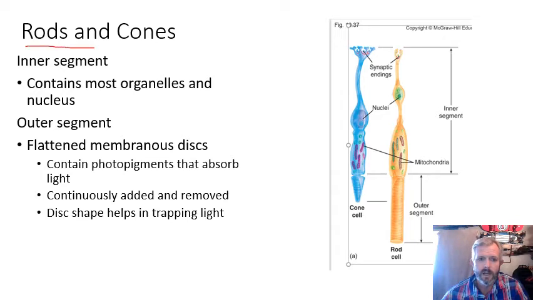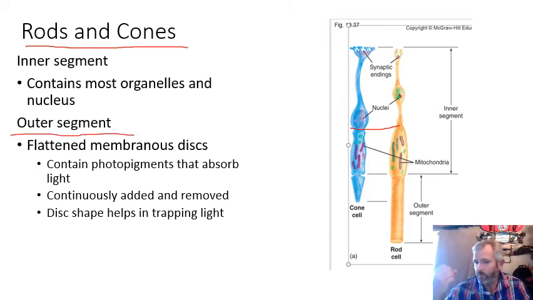So let's look at our rods and cones. There are basically two segments to these rods and cones. There's the inner segment, this portion here, the axonic end with the nucleus. It's got the nucleus, your organelles, all those features of your normal cell. The outer segments contain the region for reception, where we pick up the light energy.